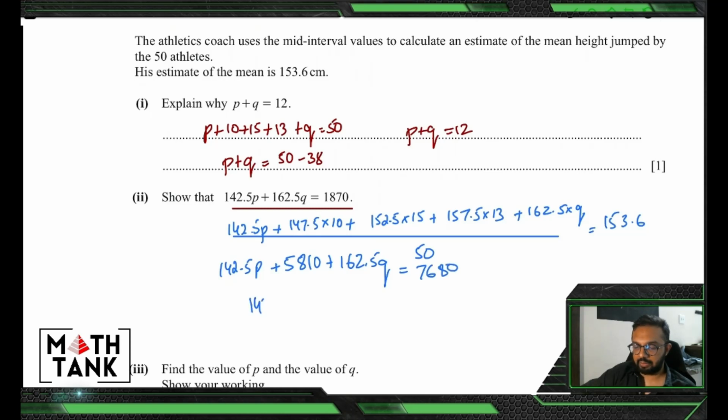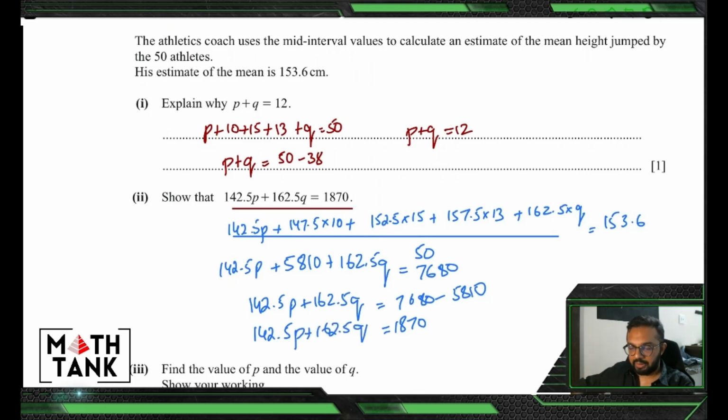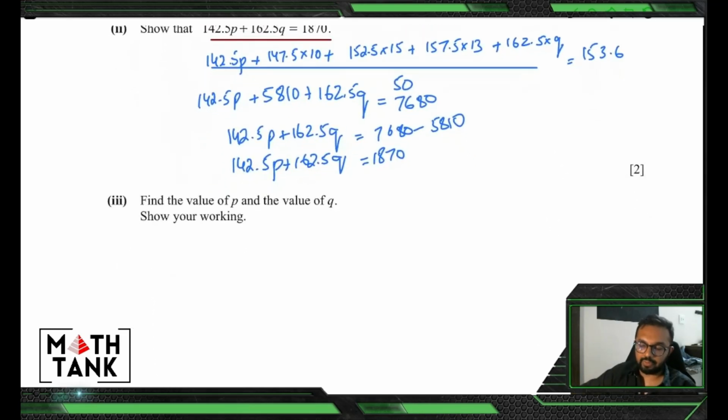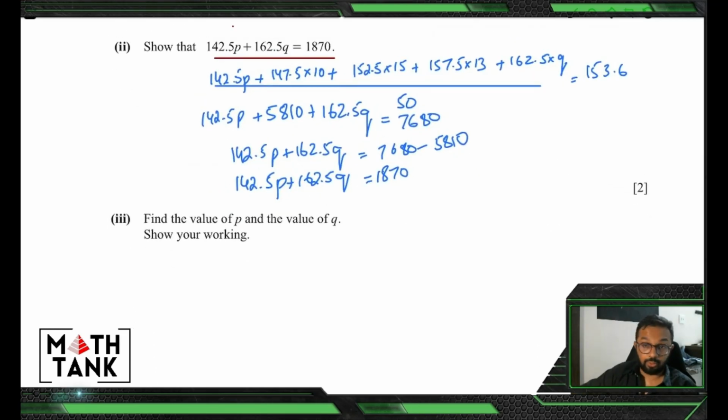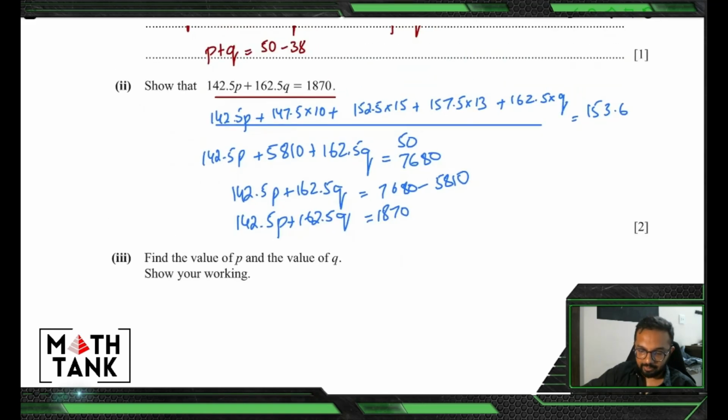So let's see if we are getting the right answer. Five eight one zero. It's 1870. So 142.5p plus 162.5q equals 1870. So I've proved it. Then it says find the values of p and q, show your working, which means I'm asking you to solve simultaneously, but I have to show you my working.